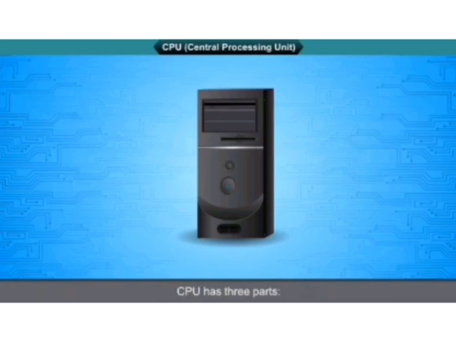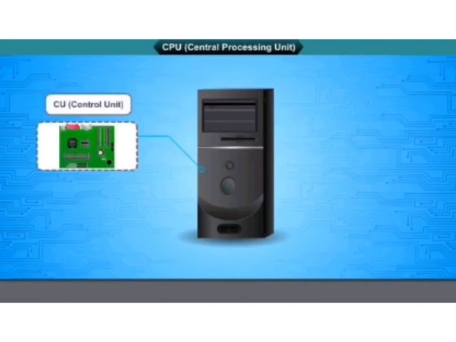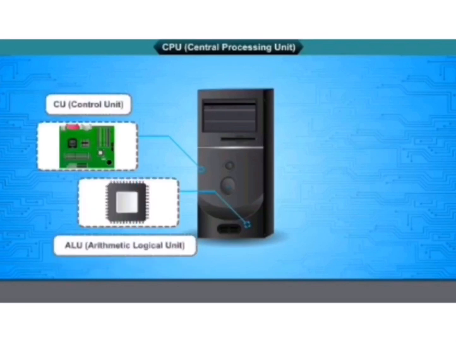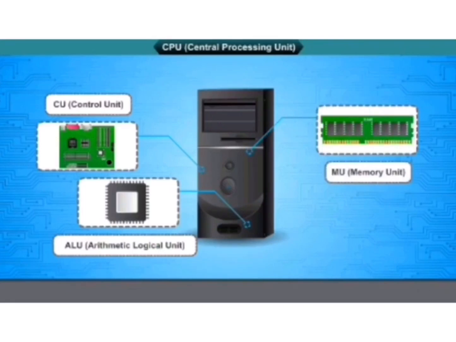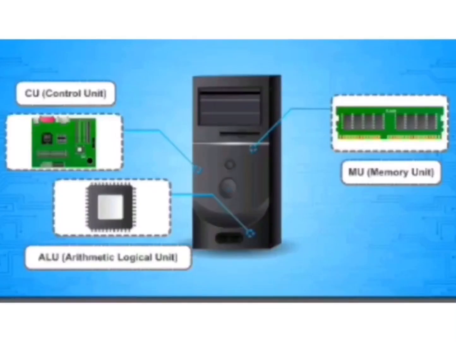CU, control unit. It is the most important and controls the working of all the parts, like a traffic policeman. ALU, arithmetic logic unit, does all the calculations such as addition, subtraction and multiplication. MU, memory unit. It stores data and information for the processing.